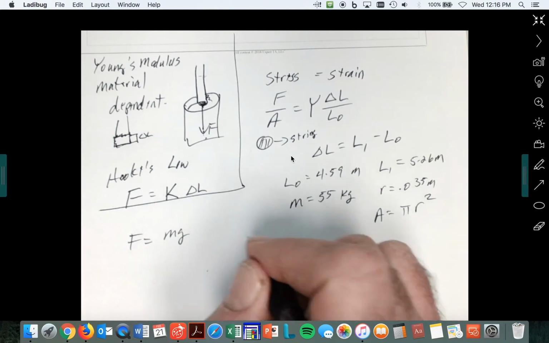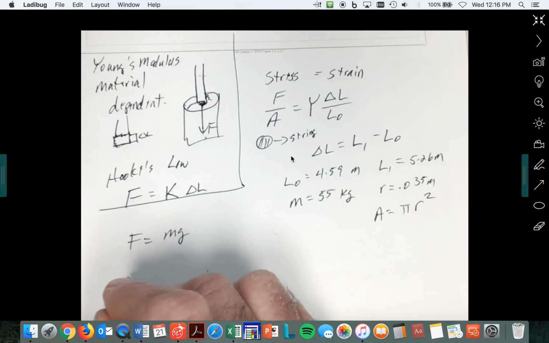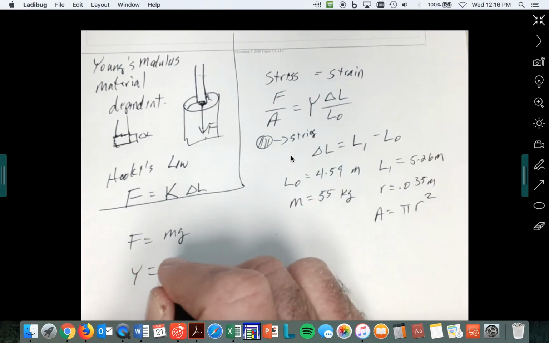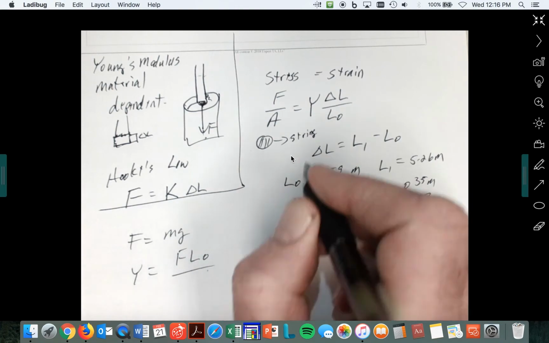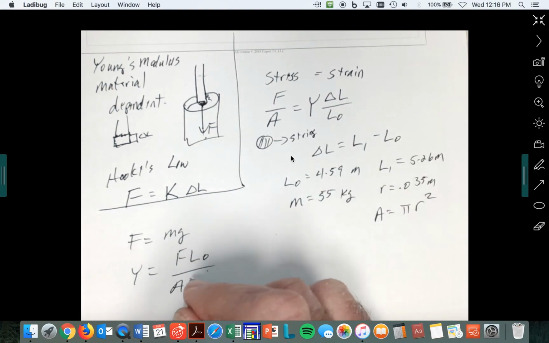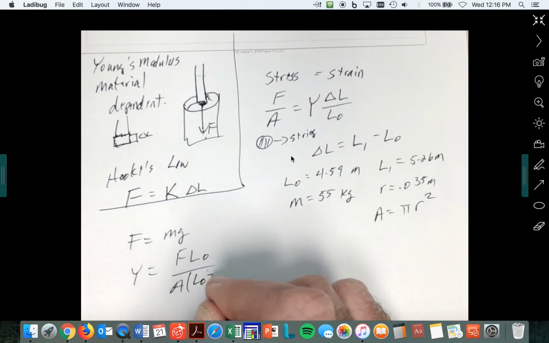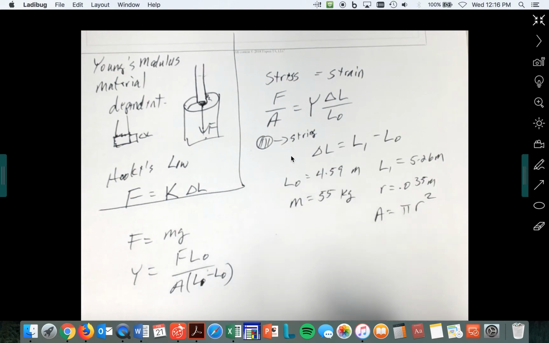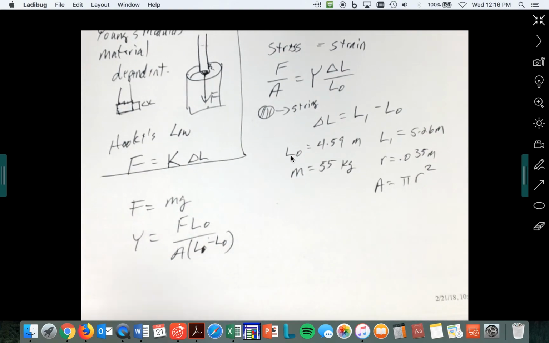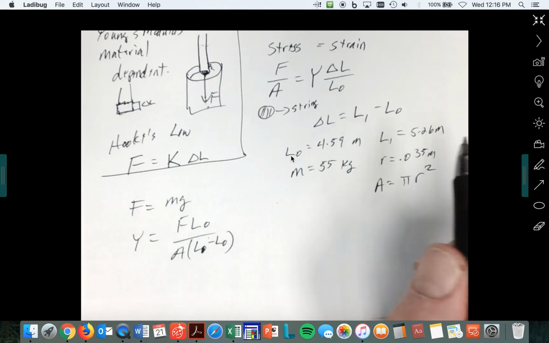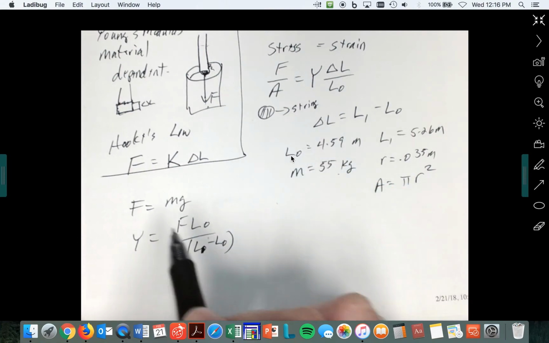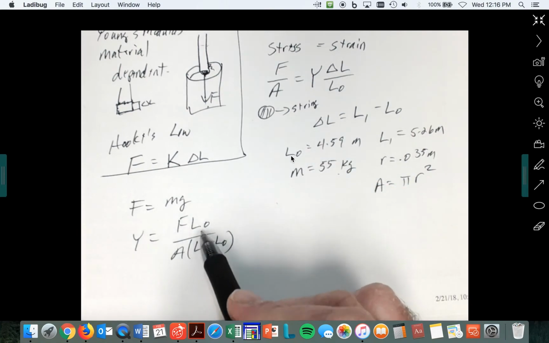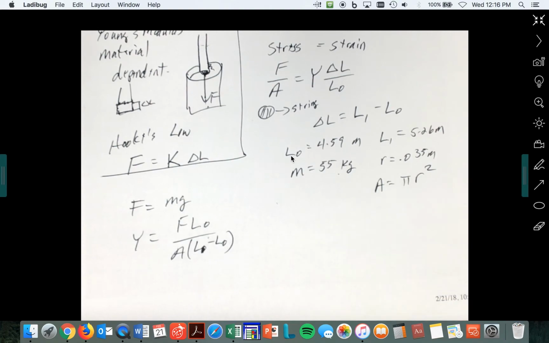When we solve for Y, it's going to equal, multiply both sides by L naught, and divide by area times delta L, which is L1 minus L naught. That's the way I do it. So there we've got everything for Y. You know what the force is. The force is equal to mg. L naught we've got. You can find the area using pi r squared. So you found Y.